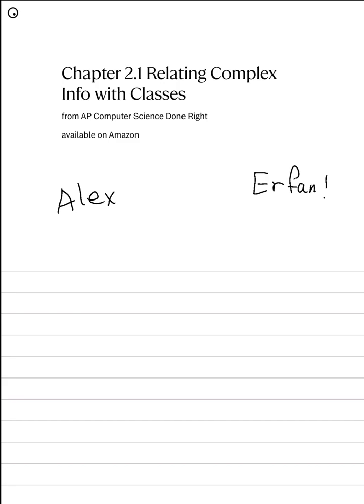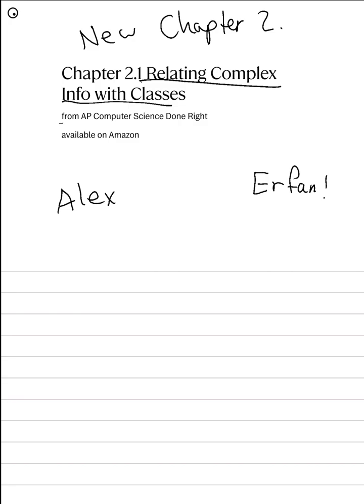I am super excited because we're starting a new chapter. Yay! Chapter 2. We're going to learn about representing classes and tying them together with interfaces. It's going to be really fun, but we're going to start with section 1 first, which is relating complex information with classes.